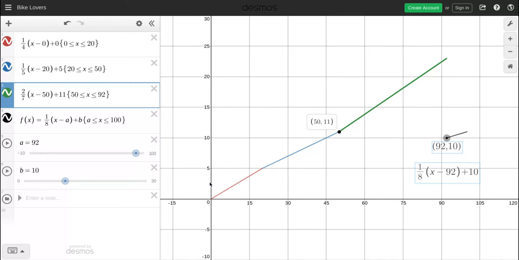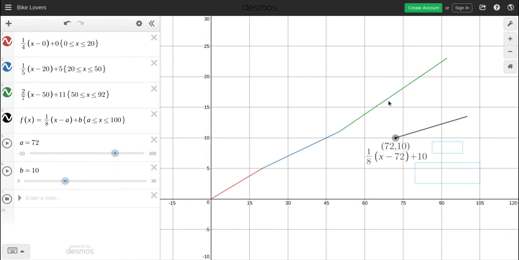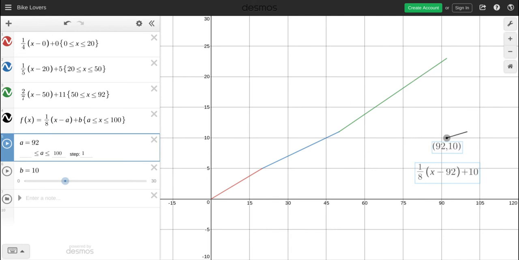When we originally did things, we suggested that A should be 92. Well, it looks like 92 really lines up with the end of that graph, but we have this vertical jump. But just to make sure, let's change A. Well, as we change A, we notice that we would be under this domain segment, so that's not going to work. Let's go ahead and change it back to 92.